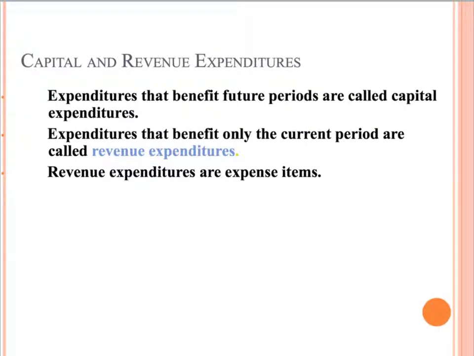We have some vocabulary words we need to look at, and they are capital expenditures and revenue expenditures. Capital expenditures are expenditures that benefit future periods. These would be included in the asset account. We would debit a fixed asset account. Expenditures that benefit only the current period are called revenue expenditures. These expenditures would be expense items and be recorded as a debit to an expense account.